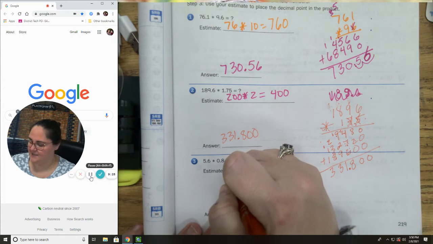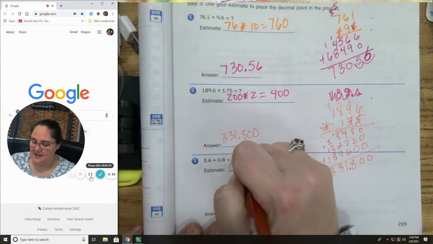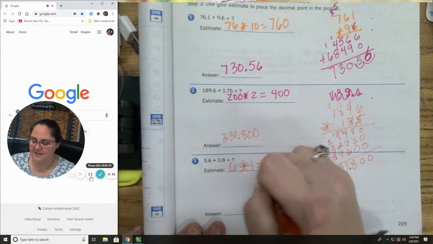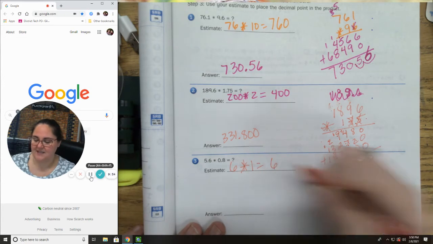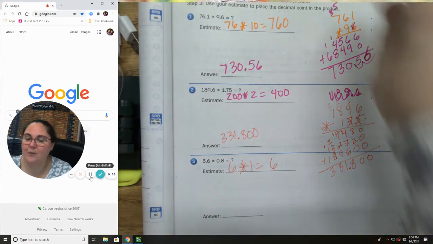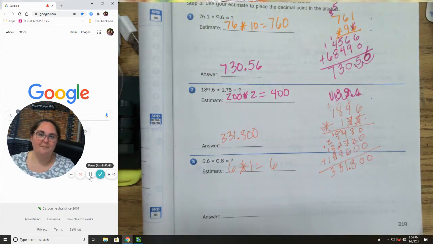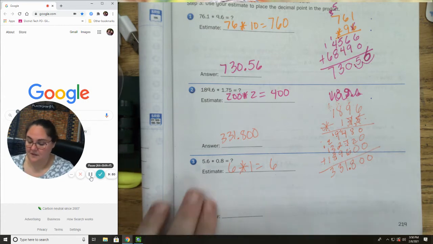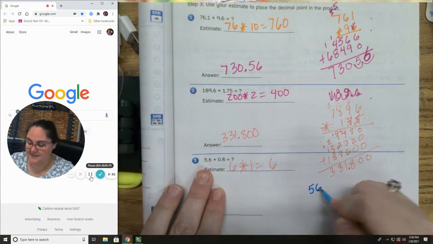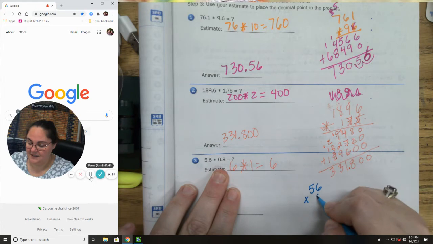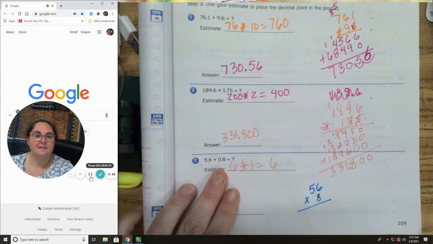5.6 we're going to say is close to 6. 0.8 is close to 1. 6 times 1 is 6. All right. I want you to tell me what the math problem will be. What am I going to multiply? What whole numbers are we going to use? All right, 56 times 8.